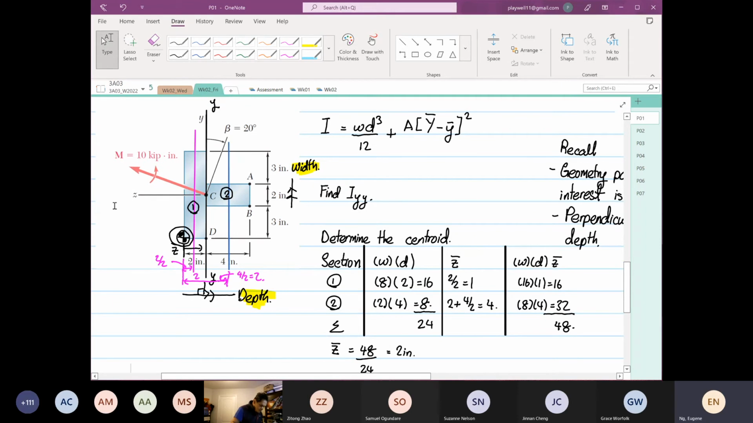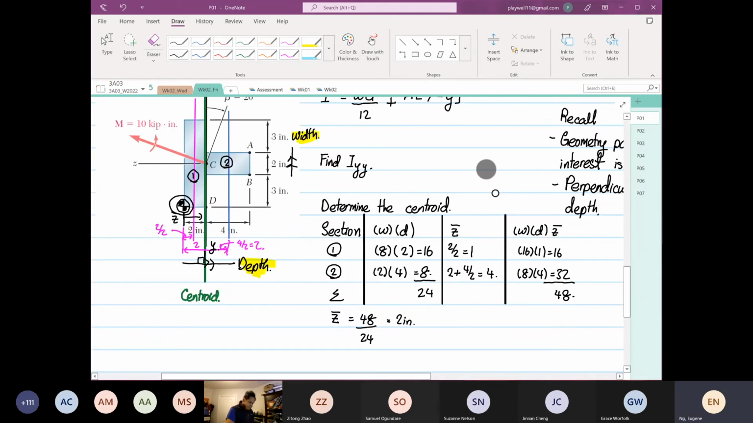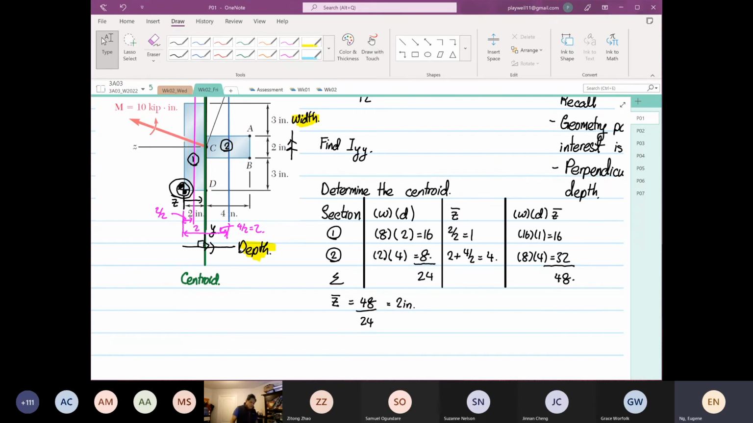I'm going to draw in very dark green. We know that the centroid is exactly down here. This is not green, Eugene. Come on, green. This is our centroid. We know exactly the location of our centroid.